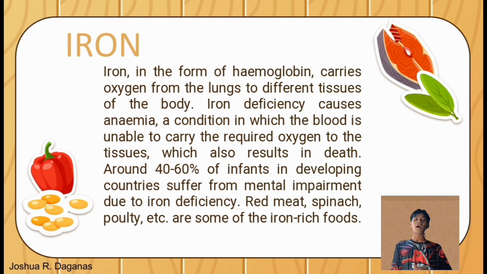Iron in the form of hemoglobin carries oxygen from the lungs to different tissues of our body. A condition in which the blood is unable to carry the required oxygen to the tissues can also result in death. Around 40 to 60% of infants in developing countries suffer from mental impairment due to iron deficiency. Red meat, spinach, poultry, etc. are some of the iron-rich foods.